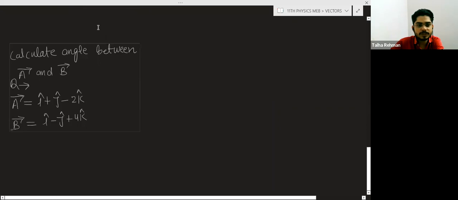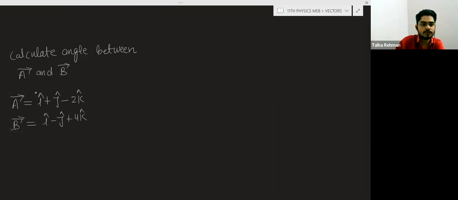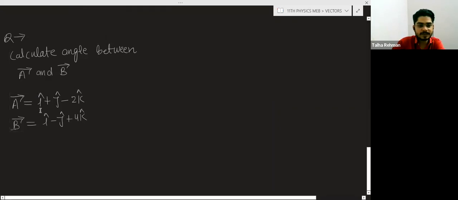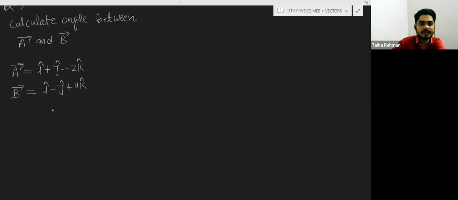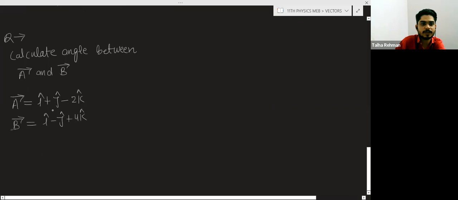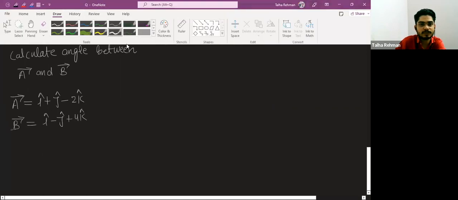Okay. So in this question, they are saying calculate the angle between the A vector and the B vector. A vector is given this and B vector is given this. So how will we calculate the angle between the two vectors? Now see.